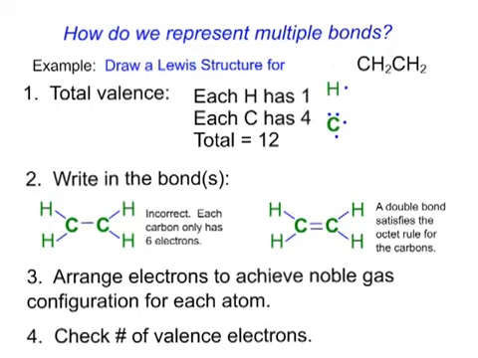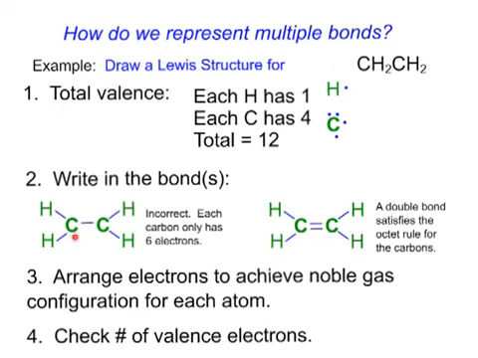So not all molecules are as simple as hydrochloric acid. Sometimes we have multiple bonds. So let's practice drawing this molecule, CH2, CH2, and let's just practice with that one. Step 1, let's look at the total valence electrons. Each hydrogen has 1 electron and each carbon has 4. So when we add all of those up, it gives us a total of 12 valence electrons to work with here. So in step number 2, we're going to write in the bonds.